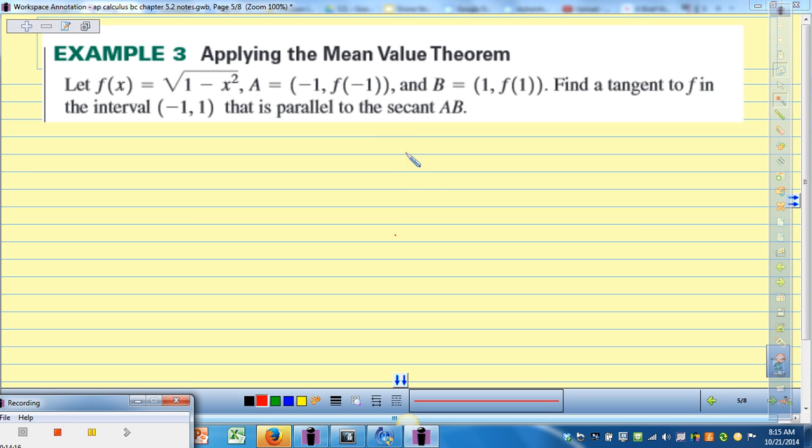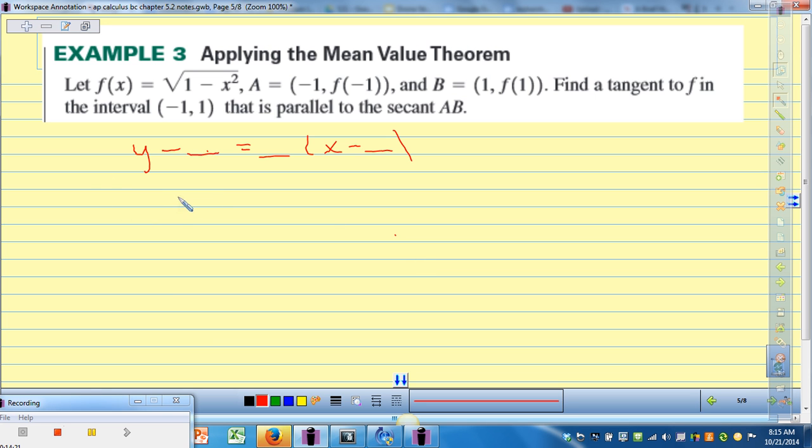All right, let's take a look. So find a tangent line. So we're going to be plugging into y minus blank equals m times x minus blank. In the end, that's what we're looking for, an equation of a tangent line. Find a tangent to f in the interval from -1 to 1 such that it is parallel to the secant AB. All right, well, how do we find this?